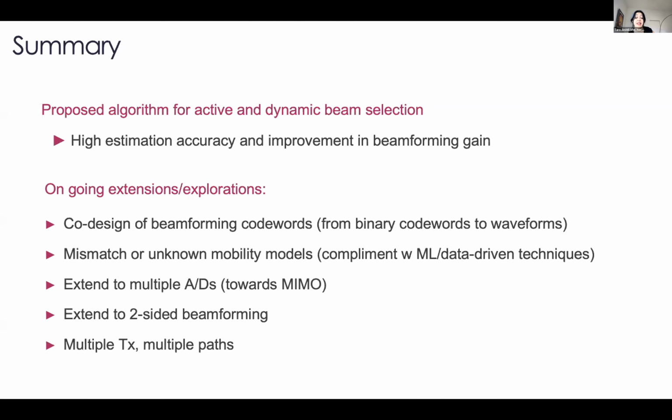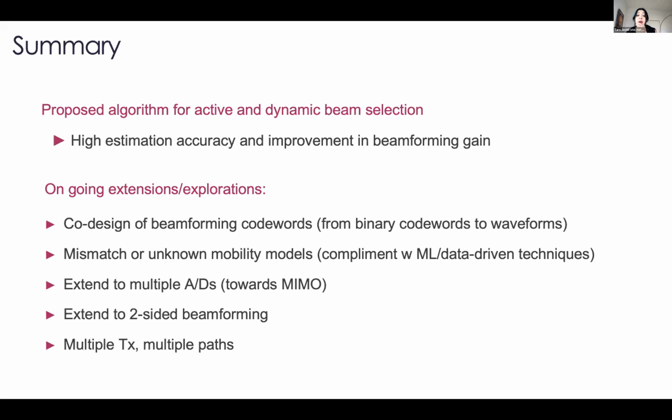So ongoing extensions: the first thing that I'm really interested in, this is joint work with my colleague Pia Pal, is co-design of the beamforming codewords. Right now, because of our background looking at this from an information-theoretic, binary symmetric channel kind of world, going from binary codewords to waveforms will require us to really think about the geometry in much more interesting ways. So that's the first step.